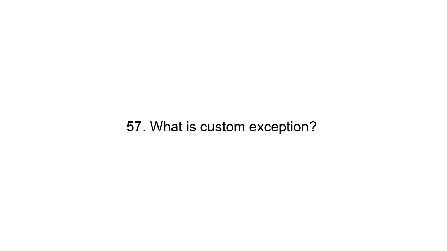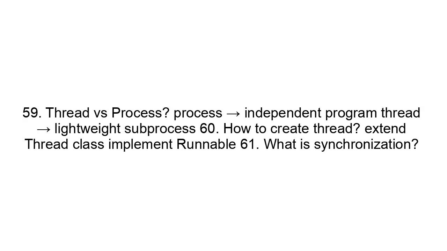57. What is a custom exception? User-defined exception class. 58. What is multithreading? Multiple threads running simultaneously. 59. Thread versus process. Process means independent program. Thread means lightweight subprocess. 60. How to create a thread? Extend Thread class or implement Runnable.